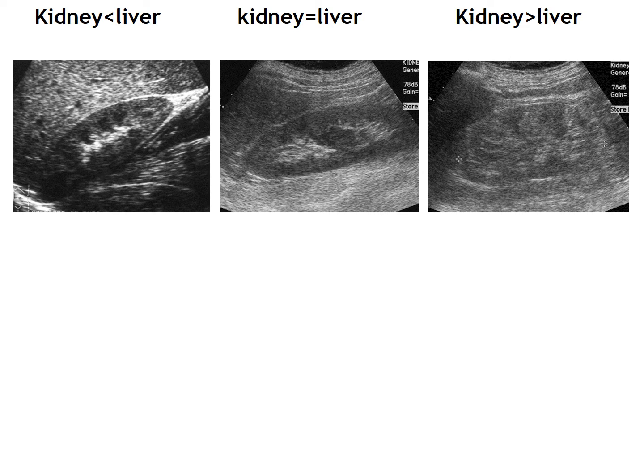If you look at grayscale ultrasound images of three different kidneys, first, renal cortical echo is lower than liver echo, second, the same as liver echo, and third, cortical echo is higher than liver echo. The left side is clearly normal echo, and the right side is clearly abnormal, but in this middle image, it is difficult to say whether cortical echo is normal or abnormal.